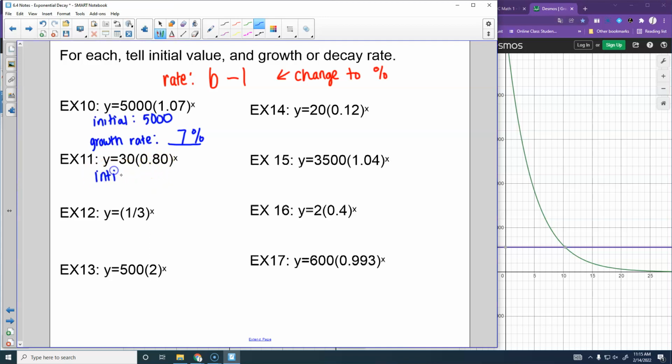Easton, what's our initial value? All right, and we said we're looking at decay rate. And so for our decay rate, we can do the exact same thing that we did before. We're going to have 0.8. We're going to subtract 1. When you subtract 1, it gives you negative 0.2. Move your decimal 2 places to the right, you get 20%.